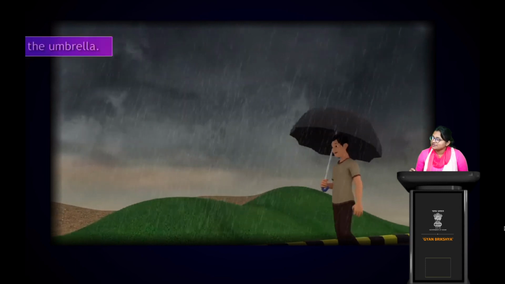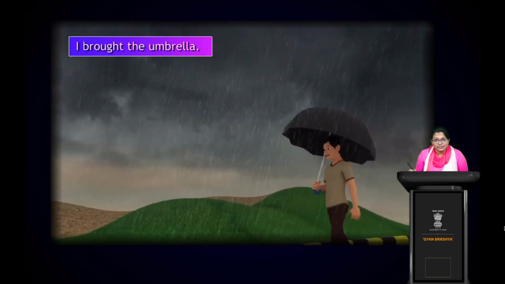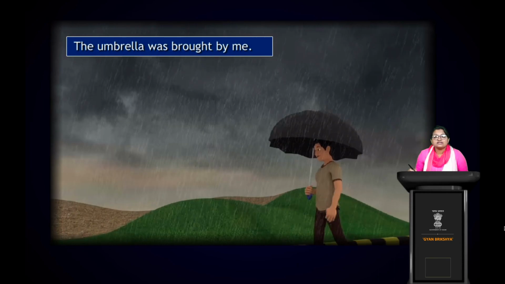Let's look at this once again. I brought the umbrella. Active voice. What does it become in passive voice? What does the sentence become in passive? It becomes the umbrella was brought by me. So there is a complete interchange. I brought the umbrella: I is the subject, brought is the verb, and umbrella is the object.